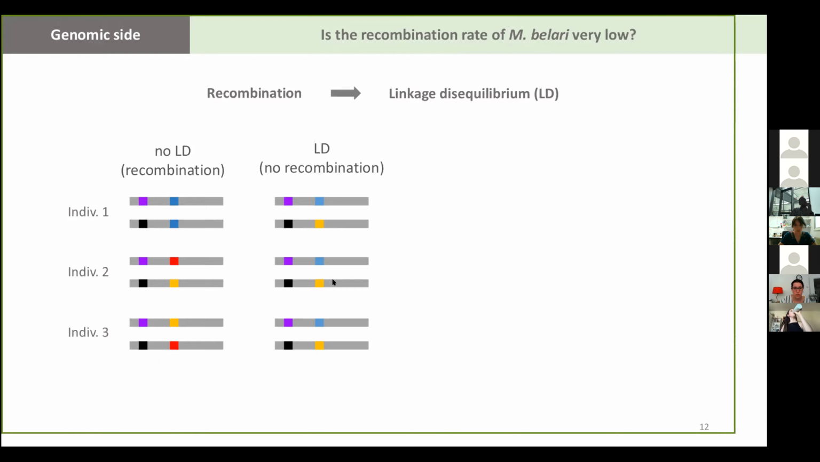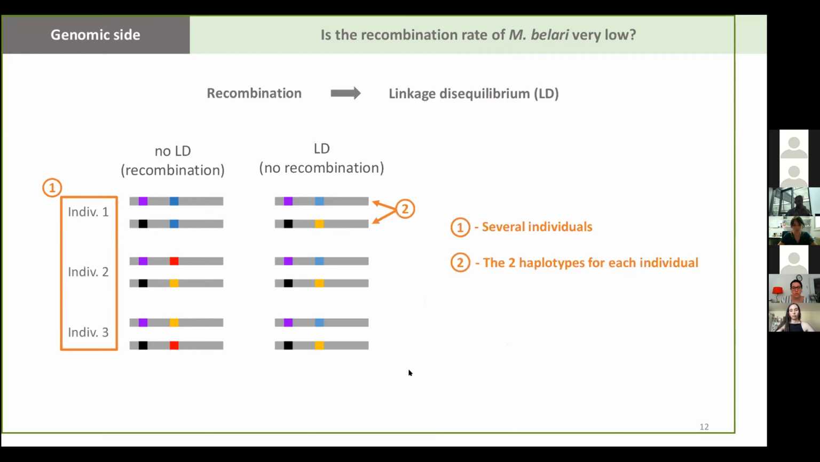However, if you have no recombination, these two positions are transmitted together to the offspring, and so you can guess the sequence at the second position if you know the first one, and you can find only one or two combinations in the individuals. To estimate the recombination this way, we need several individuals, the two haplotypes for each individual, and a computational way to estimate the recombination rate from these data.